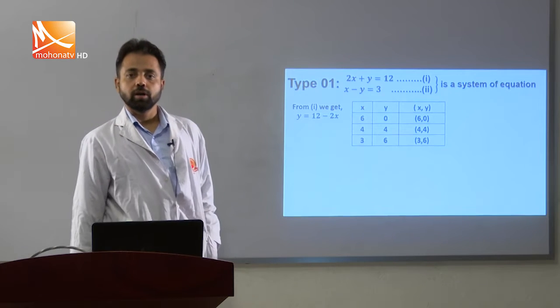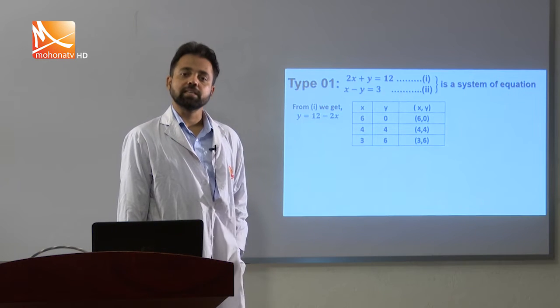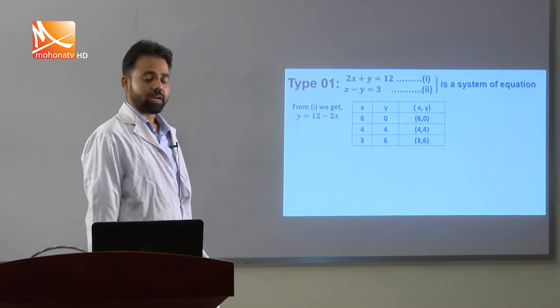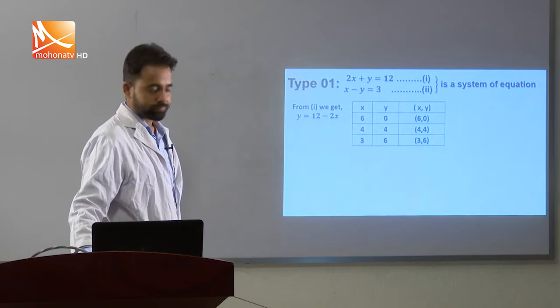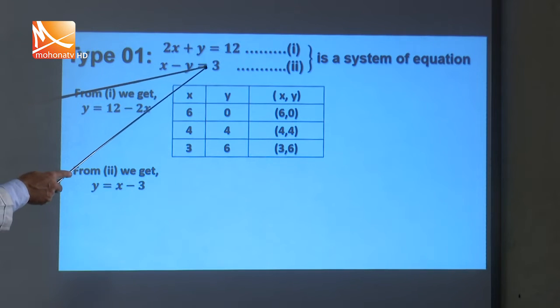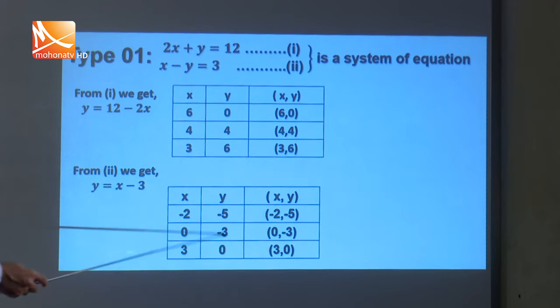Students, you know, if you present simple equations in graph, you will get a straight line. So, we can say the graph of simple simultaneous equation is a straight line. Again, from equation 2, we can write y equal to x minus 3. In same way, we will find some values of y for some values of x. For that reason, we will draw a table and we will take some values of x independently.